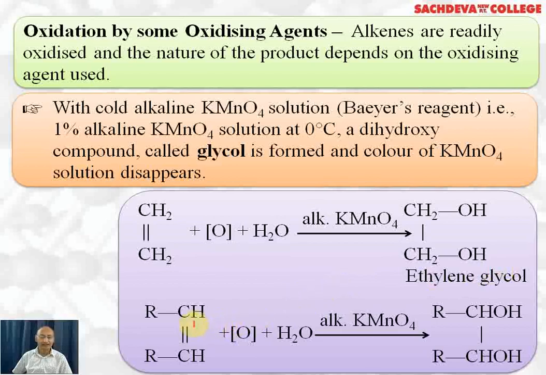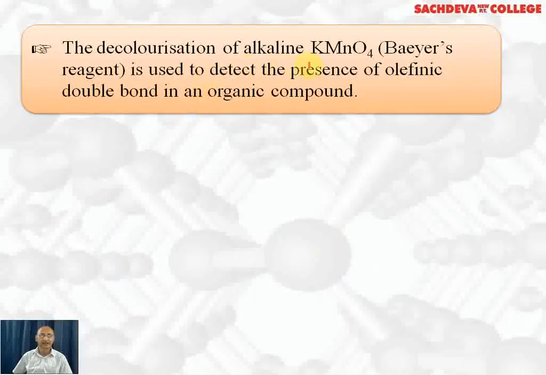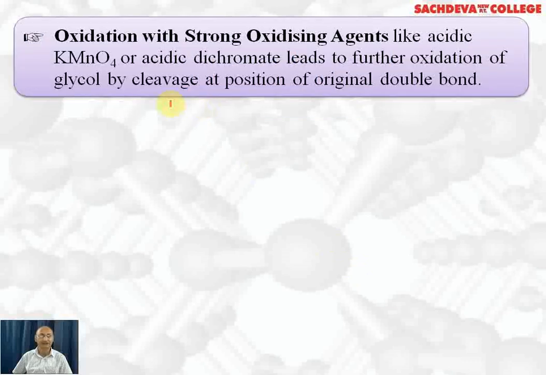If we have got this alkene, in the same way we will add water and nascent oxygen in presence of alkaline KMnO4, one OH will be added here, one OH will be added here, and double bond will change to single bond. So again we have got glycol. Glycol means the two OH groups are on adjacent carbon. This is also called vicinal diol. The decolorization of alkaline KMnO4, that is Bayer's reagent, is used to detect the presence of double bond in organic compound. This is called Bayer's reagent test for unsaturation.